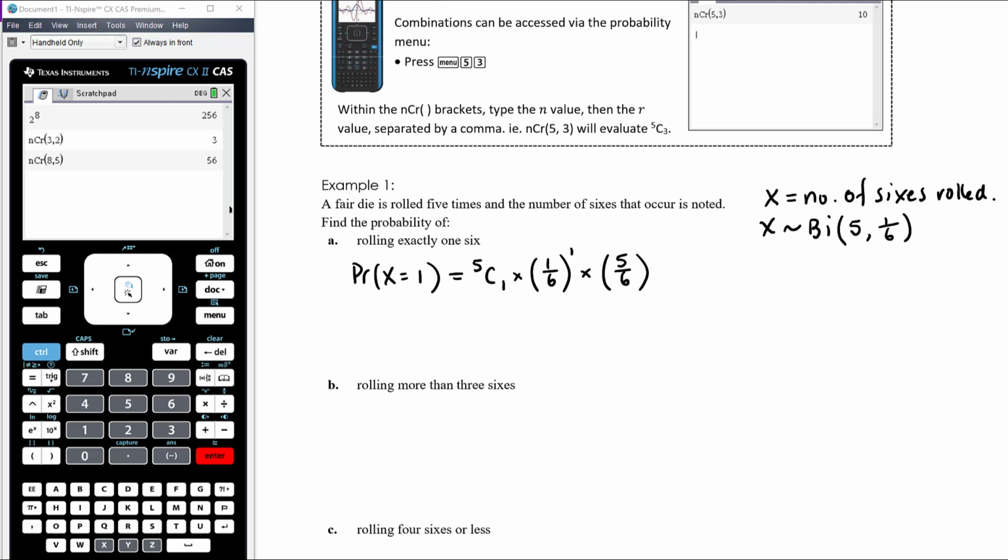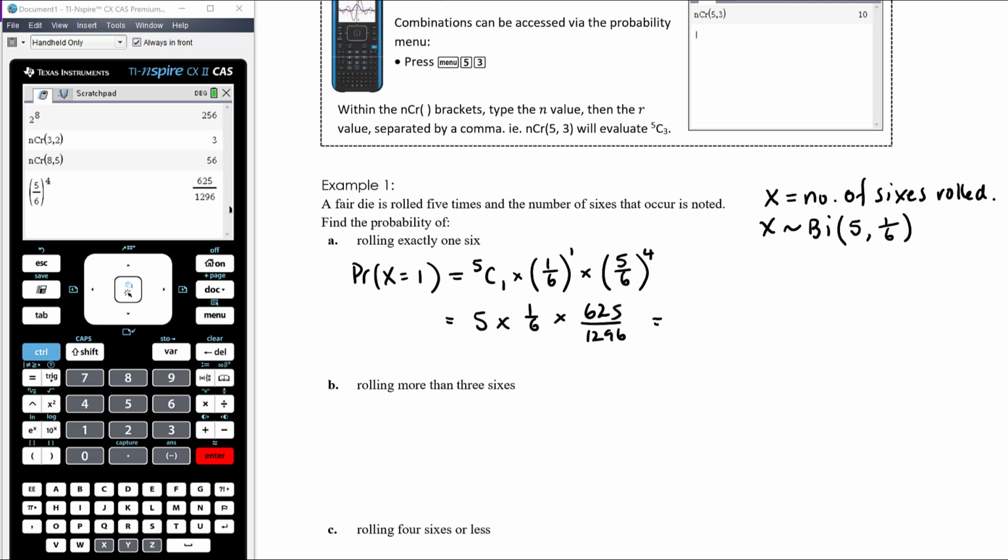So if I'm going to have 5 rolls, 1 of them has to be a success, 4 of them therefore have to be failures. Remember this is n minus x, 5 minus 1, so that's 4. And then we want to work that out. If I think about my combinations, I know that 5 choose 1 is 5. 1/6 to the power of 1 is still 1/6. 5/6 to the power of 4 is 625 on 1296.